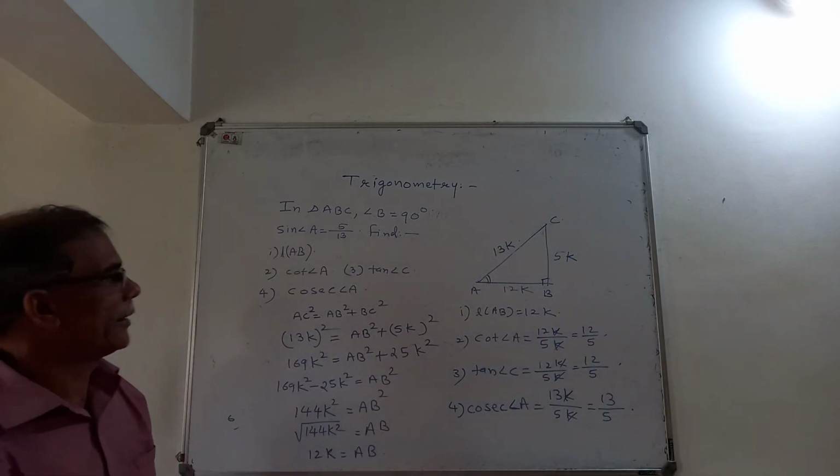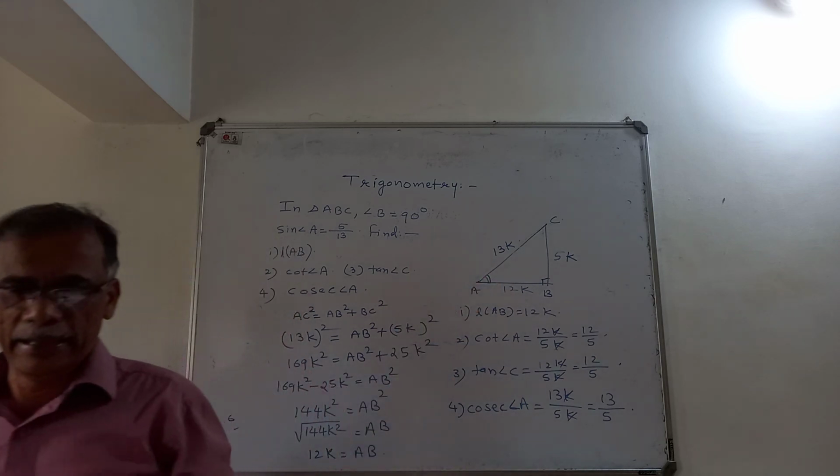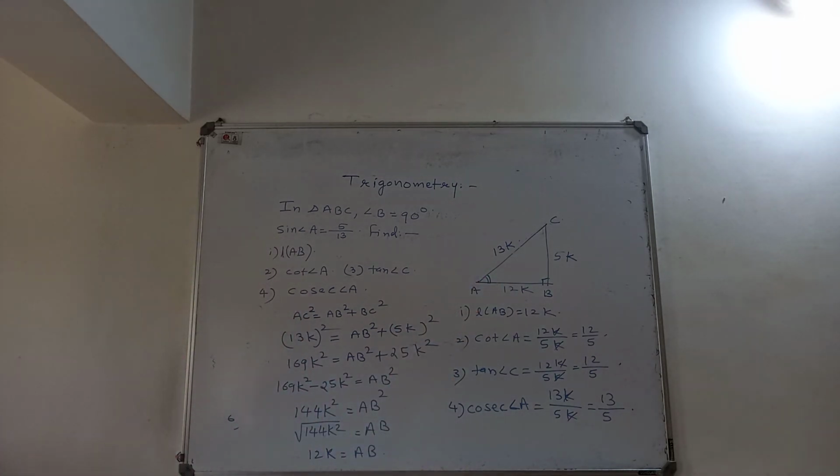So even they can ask you, write the ratio of cos A or whatever it may be, like that. So they give you figure, they ask you to find one side and then any two remaining ratios. Okay, I shall give you one more example now.